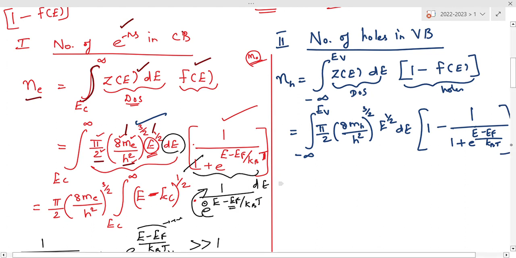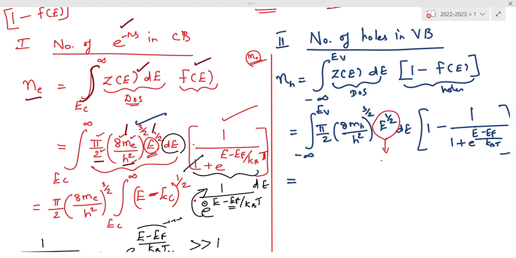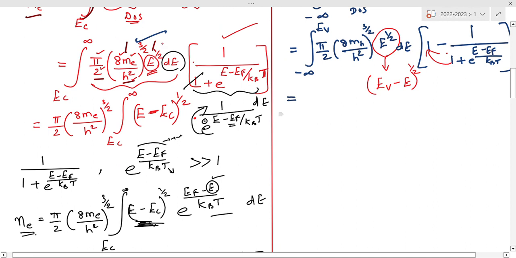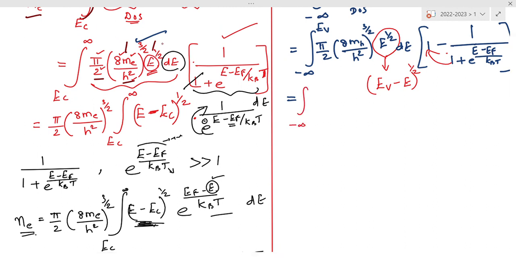Now we are going to further elaborate it. E is the range of energy level here, therefore it has to be replaced by (EV minus E) the whole power half. And we have to further simplify 1 minus f of E also. Therefore, I am initially rewriting this equation as the integral from minus infinity to EV of pi by 2 into 8 mH by h square, the whole power 3 by 2, (EV minus E) power half dE, and then this is taken to the other side.